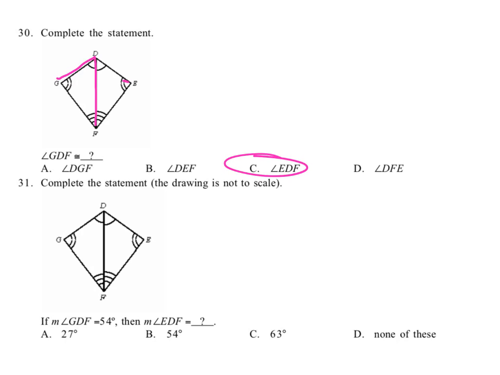Okay, these two angles right there. And 31, complete the statement. If the measure of angle GDF, which is what we were just talking about, is 54 degrees, then the measure of angle EDF, which has the same angle marks, meaning it's congruent, means it's going to have the same value as angle GDF, and it's also going to be 54 degrees. So 31 is B, and let's mark it, and we're done.